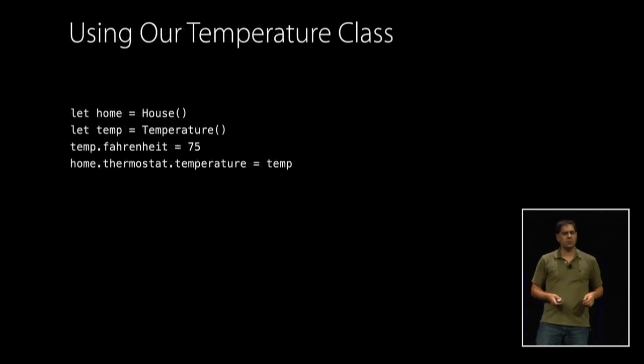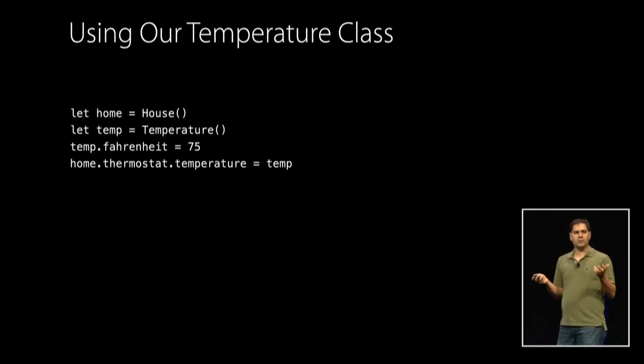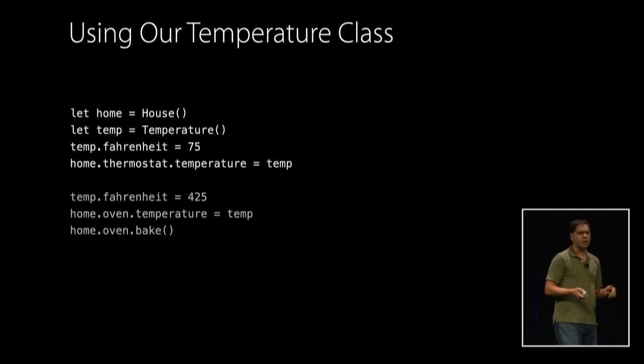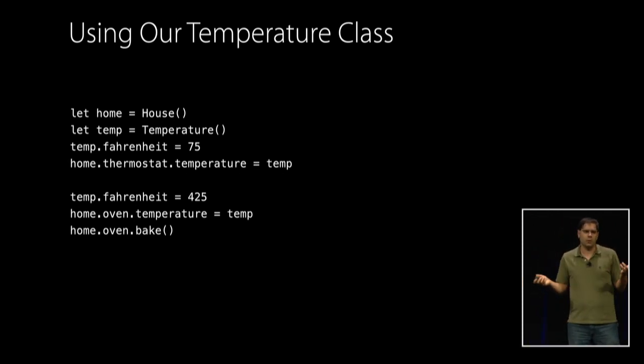Let's try to use it in some simple code. We create a home instance. We create a temperature instance. We set our thermostat to a balmy 75 degrees Fahrenheit. Now we decide, getting close to dinner time, I want to bake some salmon. So I set my oven to 425 degrees and hit bake. Walk away.